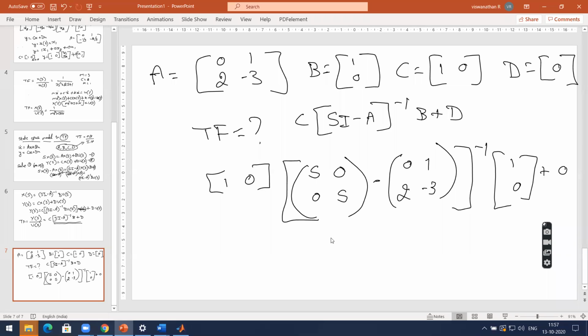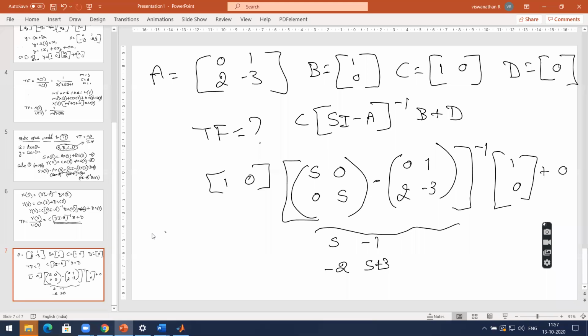So we'll just work on this part alone. What is the matrix we get by taking the minus of this? It is S, S, minus 1, minus 2, minus 2, S plus 3. Now we need to take the inverse of this.